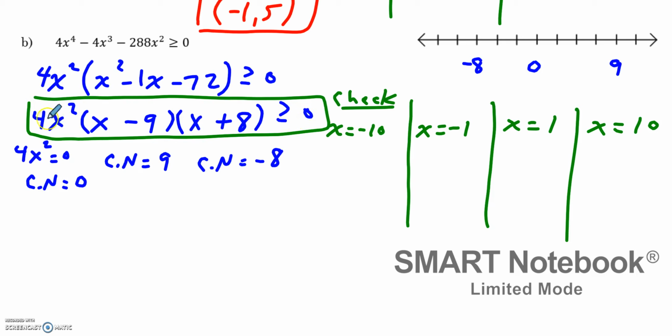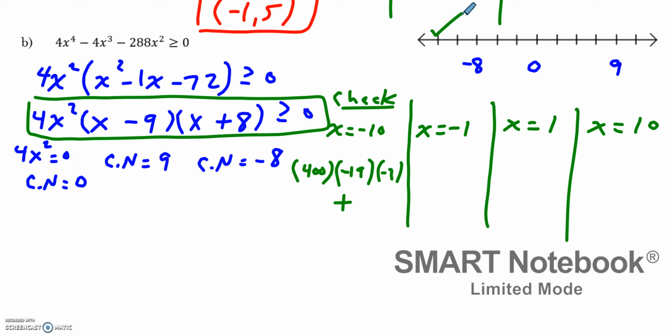If I took negative 10 and plugged it into this, anything squared is always positive. Negative 10 squared is 100, 100 times 4, so we'd have 400 times negative 10 minus 9, negative 19, times negative 10 plus 8, negative 2. I don't really care what this end result is. What I care about is that my final answer is positive, because we have positive times negative times negative. Is a positive number bigger than or equal to 0? Yes, it is. So this region works.